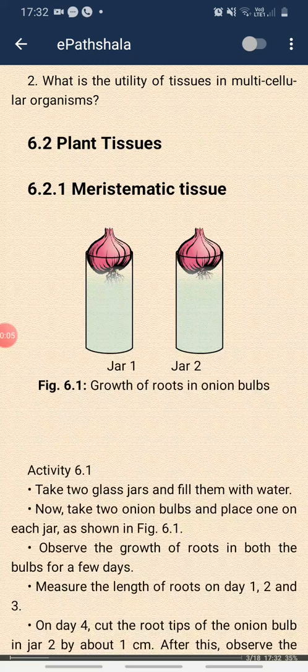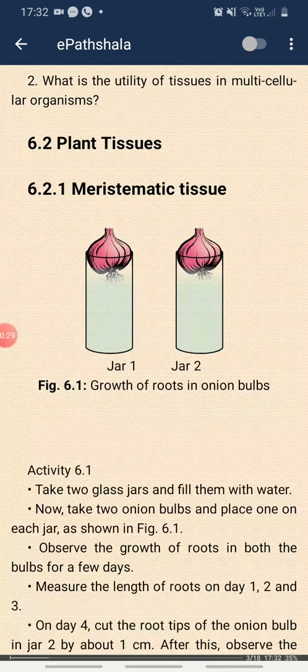Okay, so let us today discuss plant tissues. Meristematic tissues are one type of tissue which plants have, and another type is the permanent tissue. Now, meristematic tissues are kind of temporary tissues. They are formed of meristem cells. Now, you can observe these meristem cells, or you can understand the role of meristem cells.